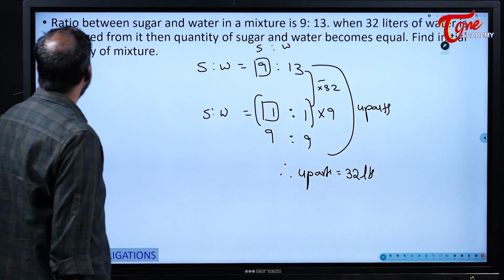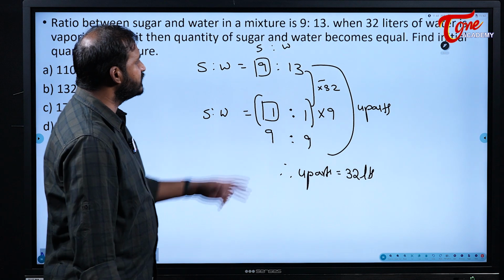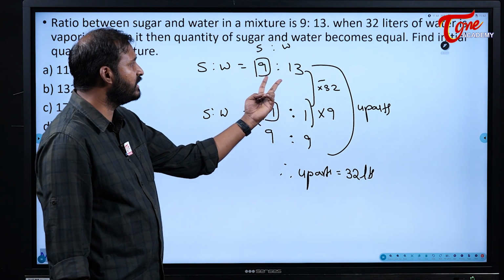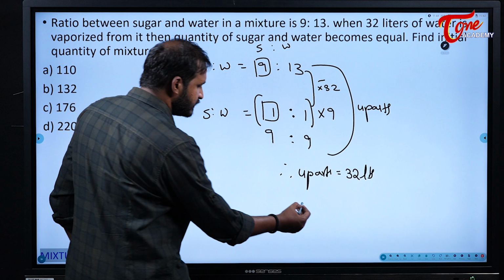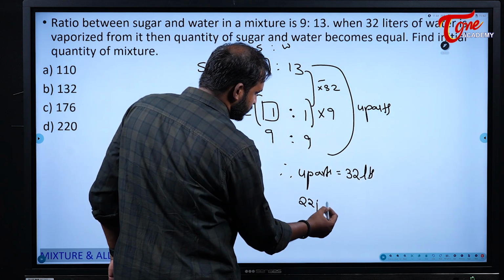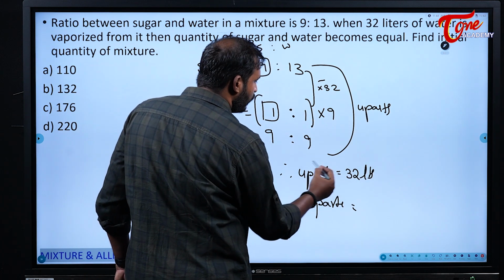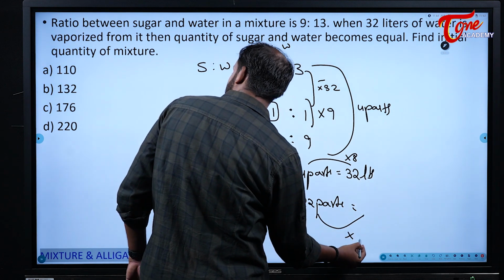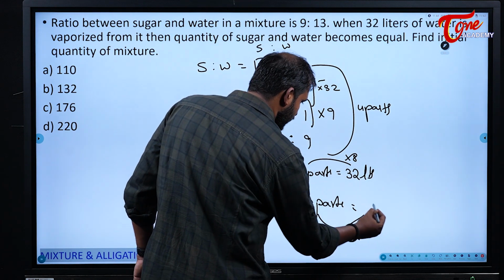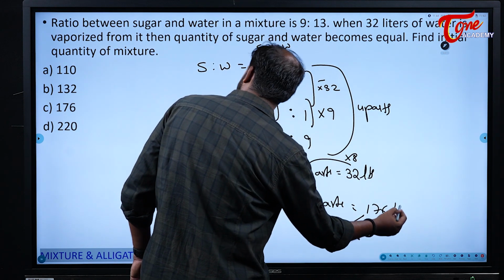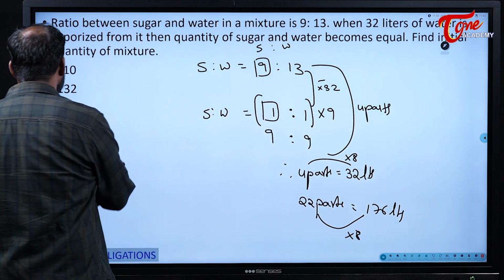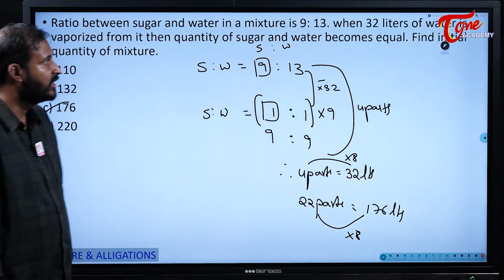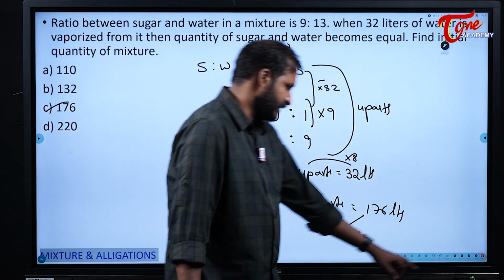What did they ask? The initial quantity of the mixture. What is the initial quantity of the mixture overall? Please observe here, 9 plus 13, 22 parts. So, 4 into 8 is 32. Similarly, 22 into 8, what will you get here? 176 liters. 176 liters is the original quantity of the mixture.